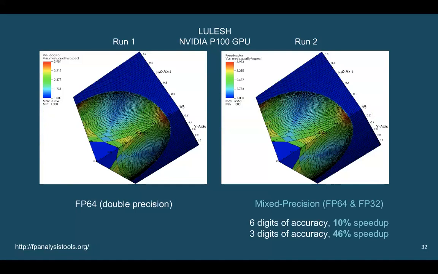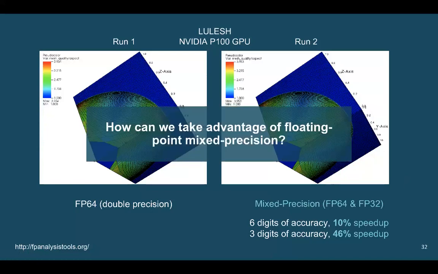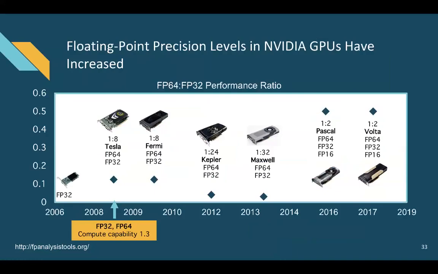And if we let the accuracy have 6 digits, in this case, this is the accuracy of the second run versus run 1, which is the baseline because everything is in double, we can get a 10% speedup. And if we let the accuracy have 3 digits, in this case, we can have up to 46%. So the question for this kind of analysis is how can we take advantage of floating point mixed precision, right?